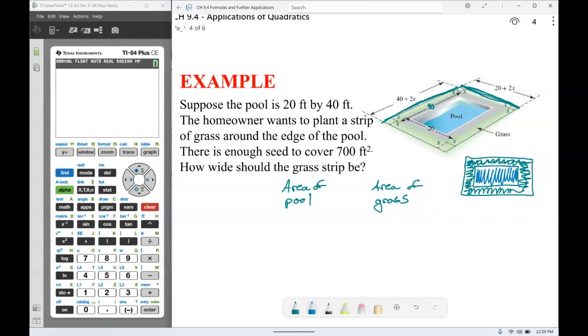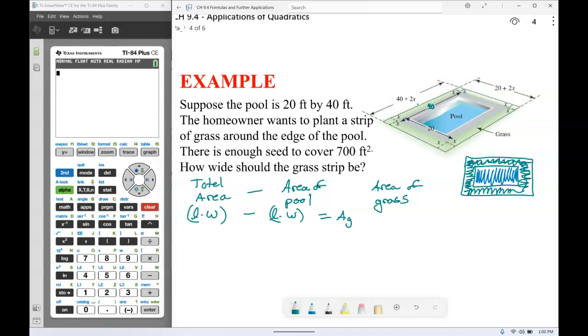And the total area. The total area is all of that together. If I know the total area and the area of the pool, what do I do with those in order to get just the grass? Subtract them. Okay? So how do you find the area of a rectangle? Length times width, right? So we're going to have length times width of the total minus length times width of the pool, and that's going to give me the area of the grass.